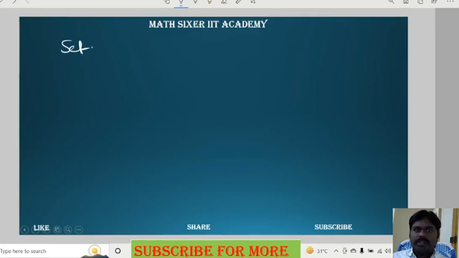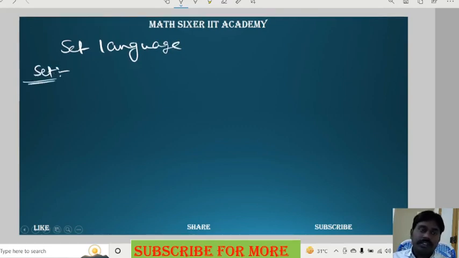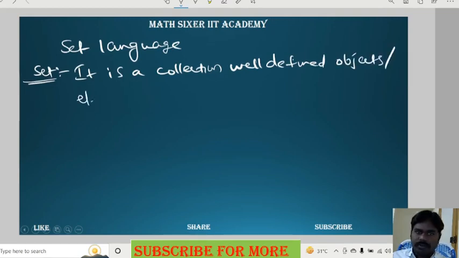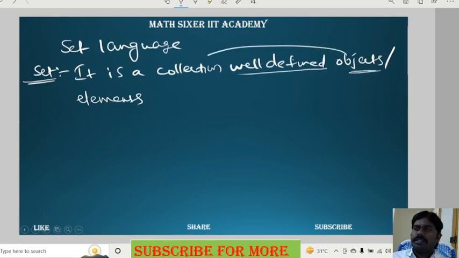So let us discuss set language. First of all, let us come to the definition of set. A set is a collection of well defined objects or elements. Here, well defined means that we can tell whether a particular object belongs to this collection or not. That is the meaning of well defined here.